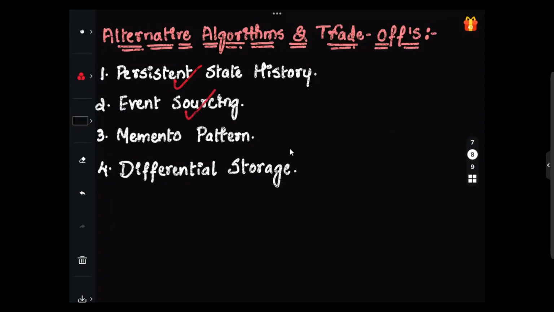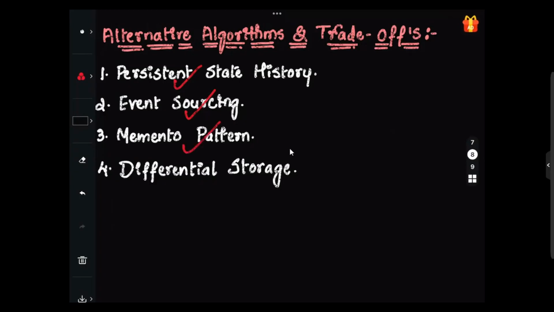The second one is event sourcing. When I say event sourcing, we have to store the events chronologically. The main advantage of this is that we get a full audit log. The main disadvantage is that the replay time increases as the events grow. This one also we have to keep in mind.